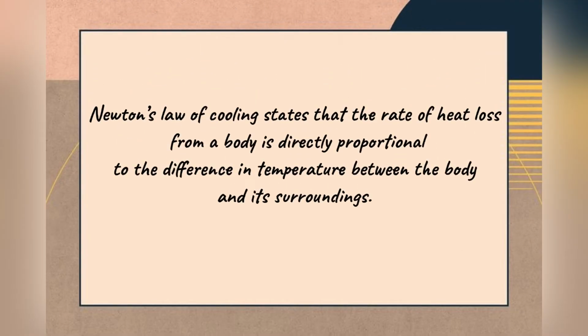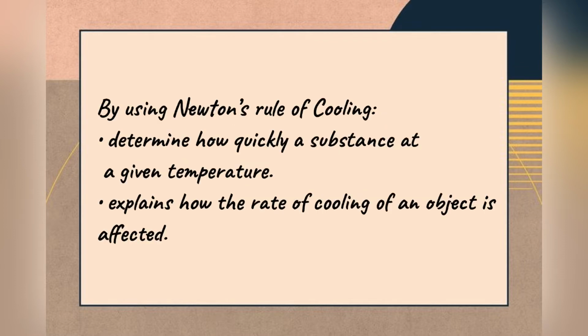Newton's law of cooling states that the rate of heat loss from a body is directly proportional to the difference in temperature between the body and its surroundings. Therefore, by using Newton's law of cooling, we can determine how quickly a substance at a given temperature will cool in any given environment, and we can explain how the cooling of an object is affected not only by the temperature differential between the material and its surroundings, but also by the cooling constant of the material.